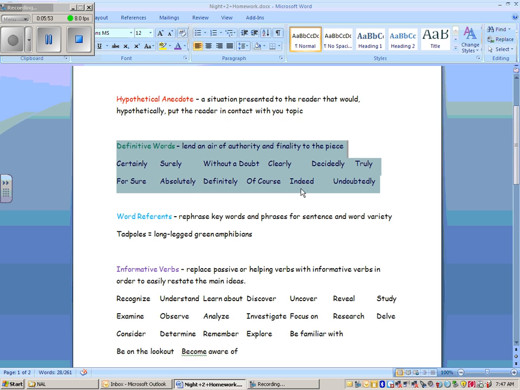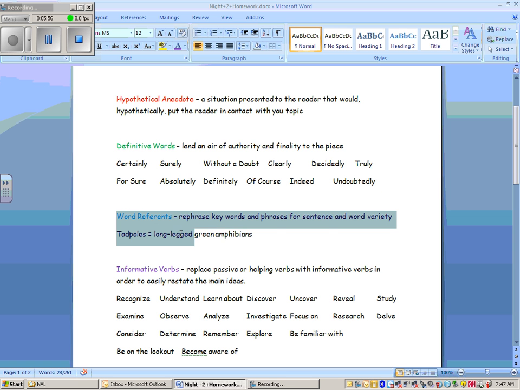The next is word reference. We have done word reference before. We did word reference when we were doing our haunted houses back in October. Remember, that's just rephrasing keywords to make it sound not repetitive of the same word over and over again. So I'm not going to say Lyndon B. Johnson, Lyndon B. Johnson, Lyndon B. Johnson a million times in my paragraph. So if I was writing one about tadpoles, sometimes I could use the word tadpoles. Sometimes I could use the word long-legged green amphibians. So you're going to want to use at least one word referent in your conclusion paragraph.